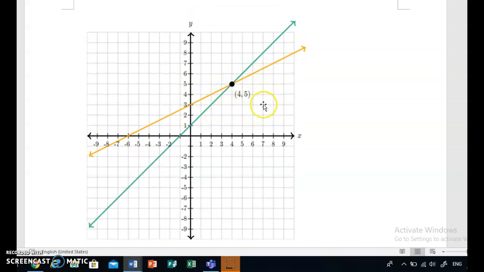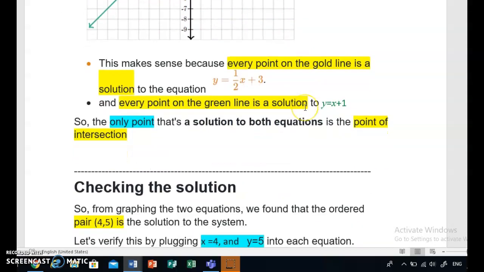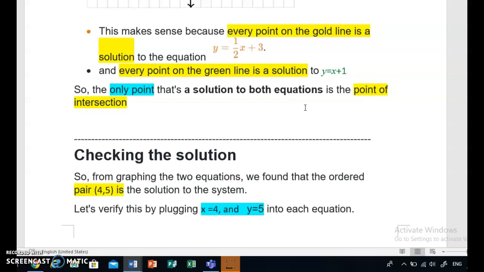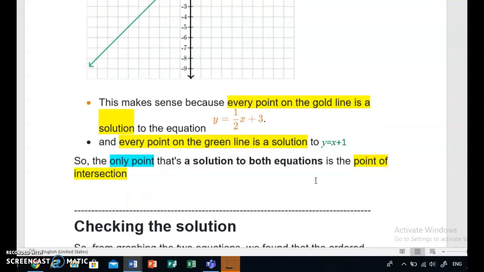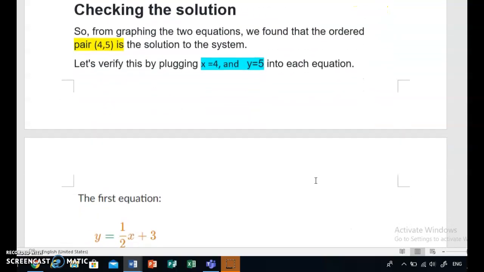All right, so I would like to see 2 values. Okay, next one. This makes sense because every point on the gold line is a solution, and every point on the green line is a solution, and they only intersect 1 time. See, they only touch once.